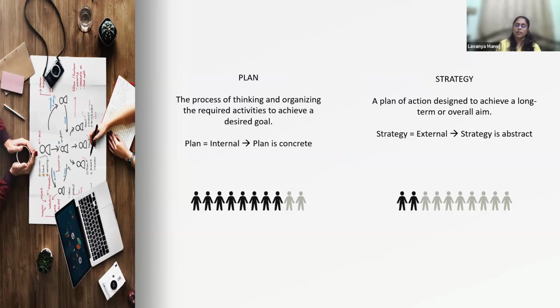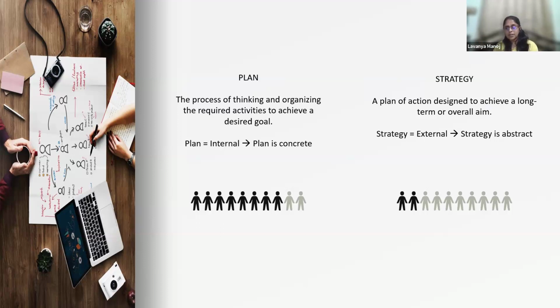So a plan is concrete. Then strategy. Strategy is a plan of action. Here the action part comes into the scene. A plan of action designed to achieve a long-term or overall aim. Strategy is external. You're applying that plan, executing and implementing that plan. So that is the difference between plan and strategy.